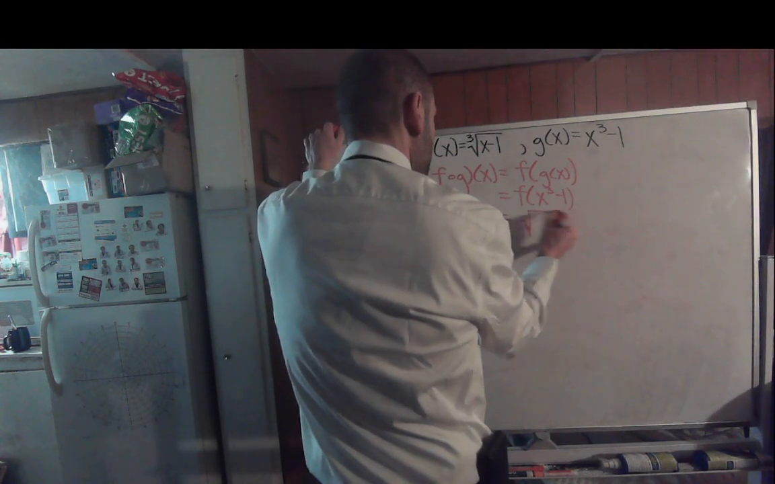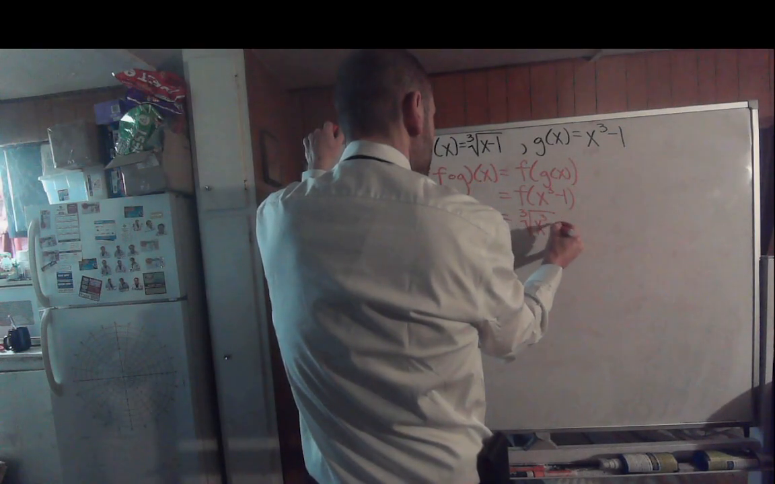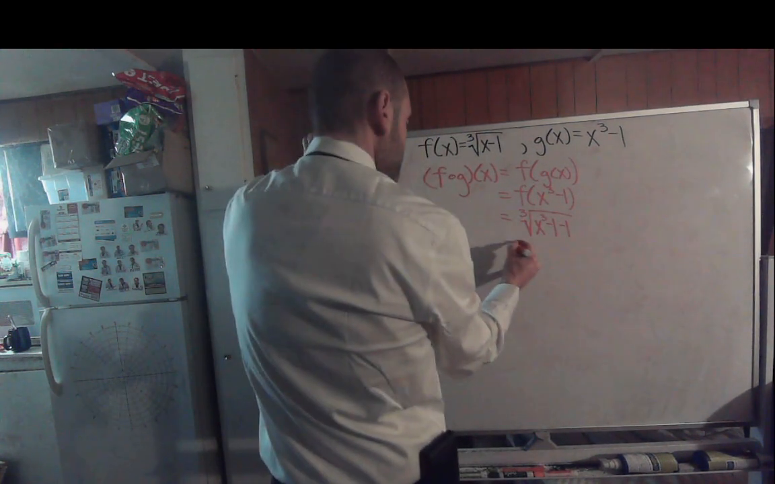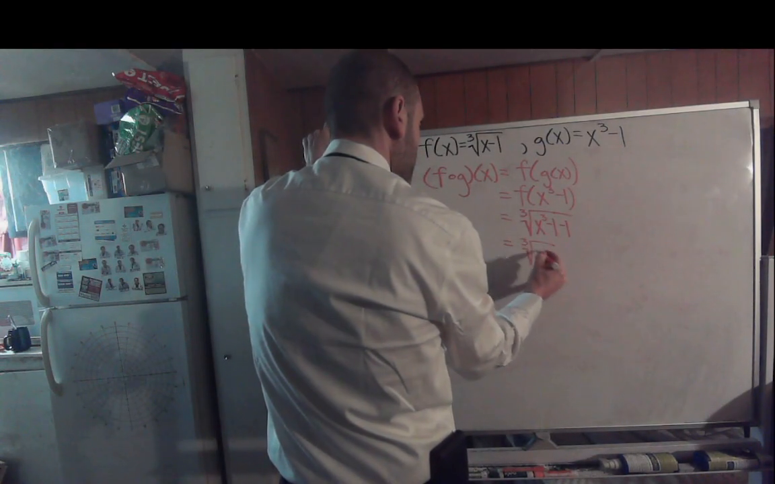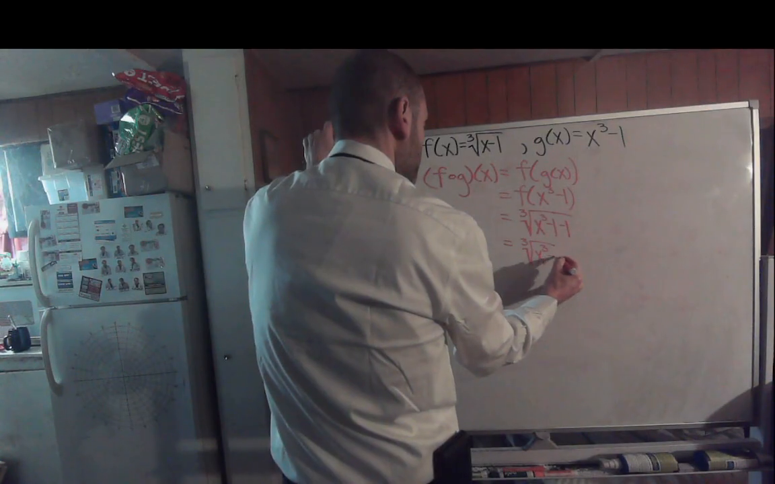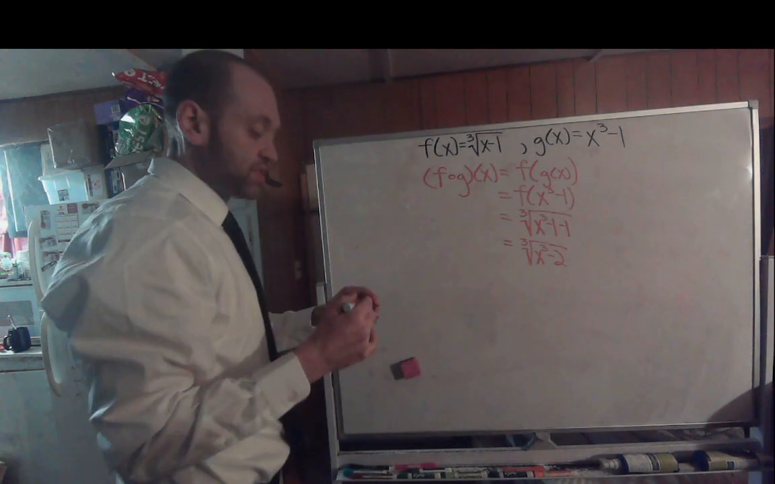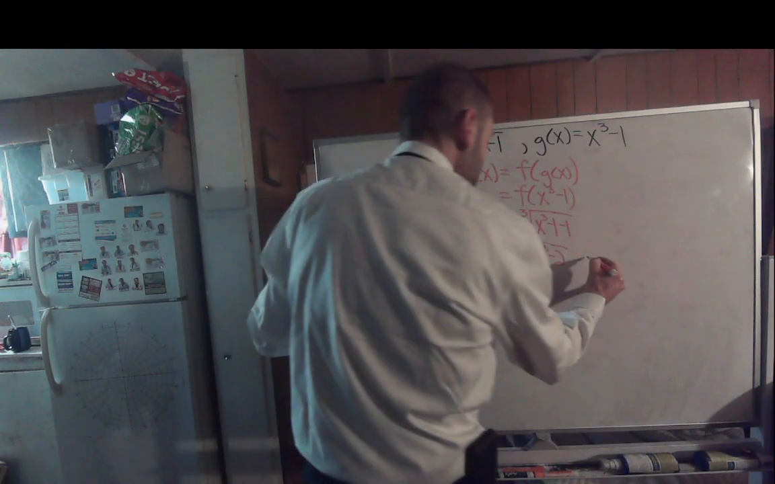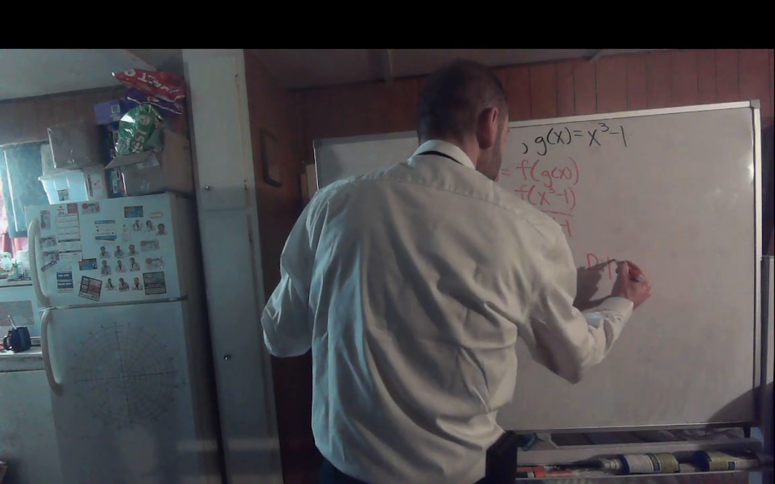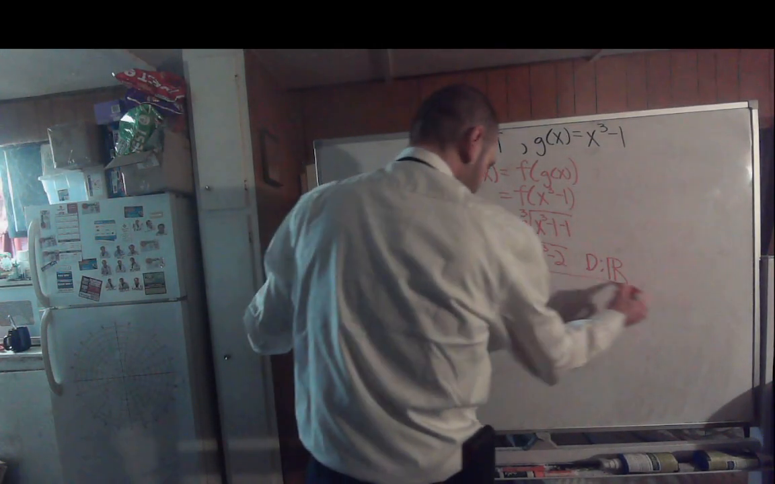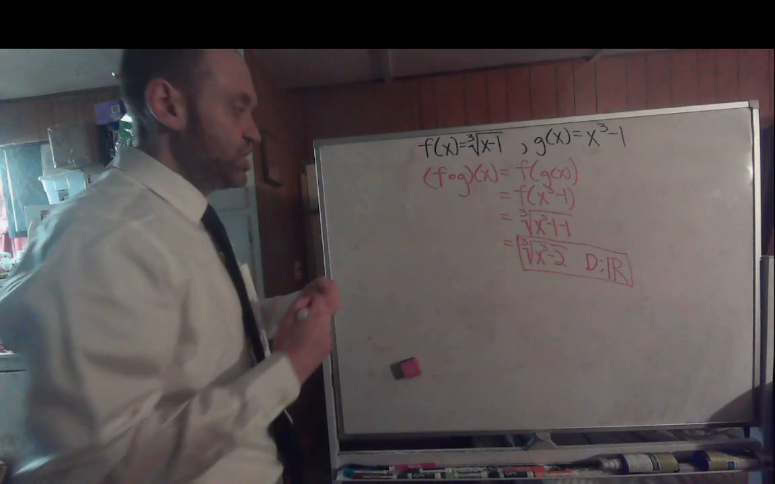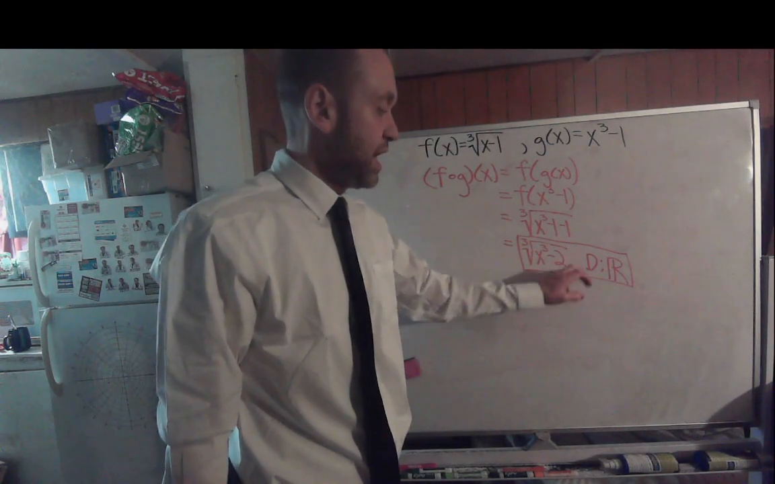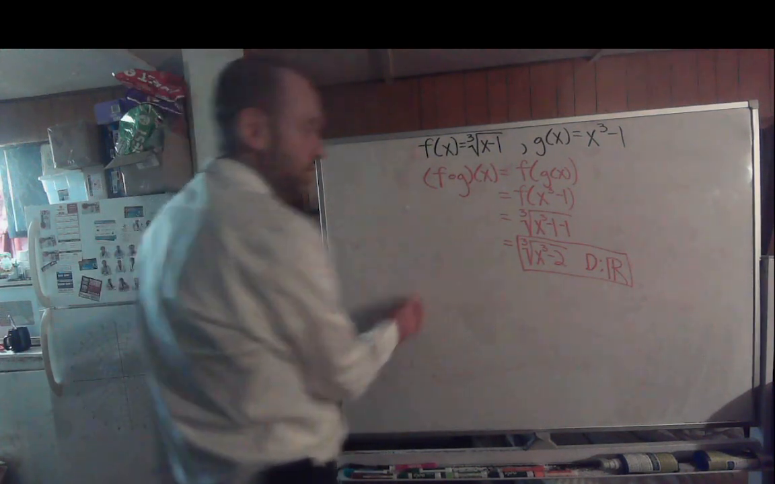That would end up giving you the cube root of x cubed minus 1. Then you have that minus 1 under the radical. So this would turn into the cube root of x cubed minus 2. And now let's look at the domain. It's a cube root, so you don't have to worry about imaginary values. Your domain for this one's going to be the set of all real numbers. So f composition g of x is the cube root of x cubed minus 2, and the domain is the set of all real numbers.